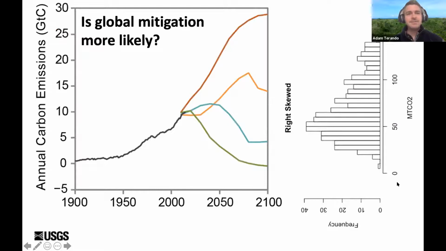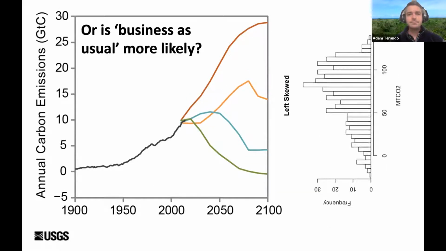For instance, is global mitigation of future greenhouse gas emissions more likely? Is that where we're thinking there's a right skewed distribution? How would we determine that that's more likely? Or is business as usual more likely? Are we thinking there are more likely outcomes that we're going to keep emitting, increasing the rate of carbon dioxide emissions like we have in the recent past?